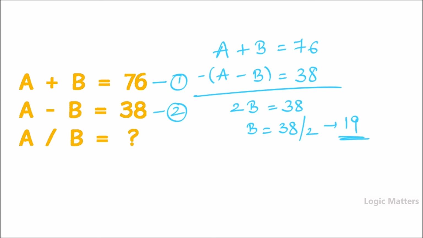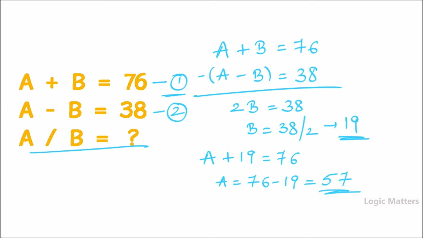Now apply the value of 19 in equation number 1. Okay, so A plus 19 is equal to 76. So A is equal to 76 minus 19. That gives an answer of 57. Now we got the value of A as well. Now apply it in this. So A is 57. 57 divided by B, that is 19, right? So 57 divided by 19 is 3. So the answer is 3.